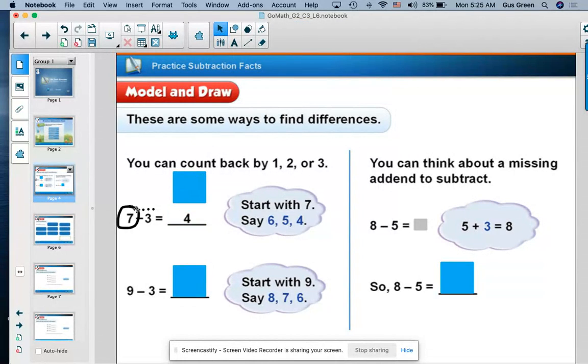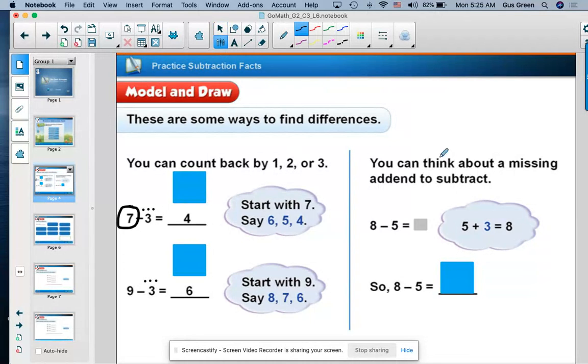A common mistake people make is they forget that they put 7 in their head and they count that as the first count back number. Make sure you start with 7 and then count 3 numbers back each time. So let's try the same strategy with 9. I put 9 in my head and then 8, 7, 6. So the answer would be 6. Counting back is a great strategy if you're only subtracting 1, 2, or 3.